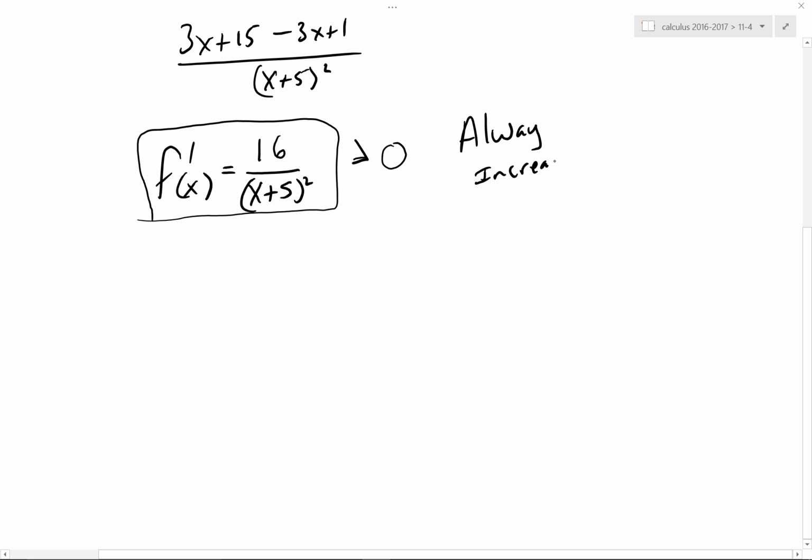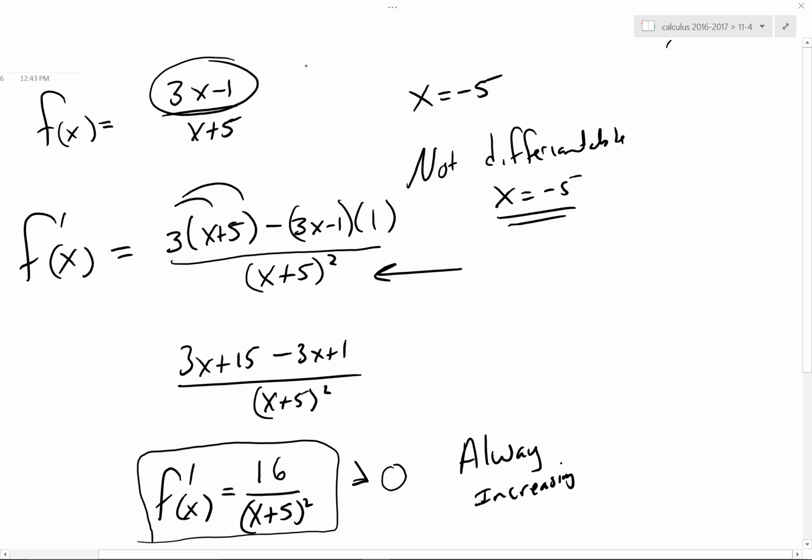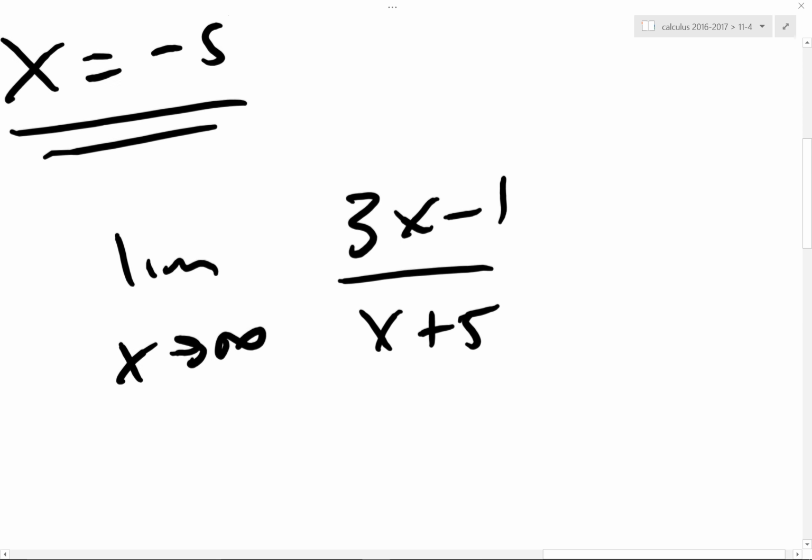It's always increasing. That's interesting. So wait a minute. I feel like on the original problem at -5, we had an asymptote, yes? And check it out. Look at this function here: 3x minus 1. Oh, that's last chapter. Why are you asking me this from last chapter, Mr. Groom? What is the limit as x approaches infinity of this guy? What is the limit as x approaches infinity of this fellow?